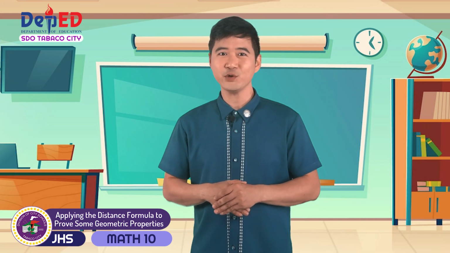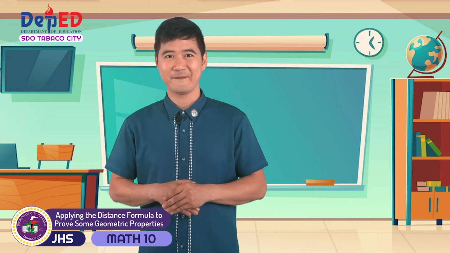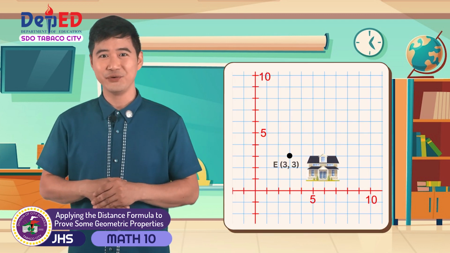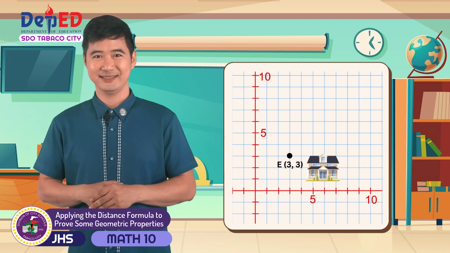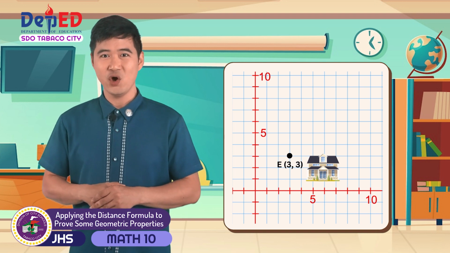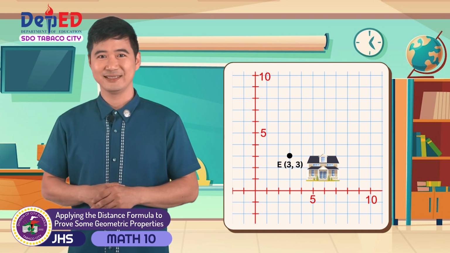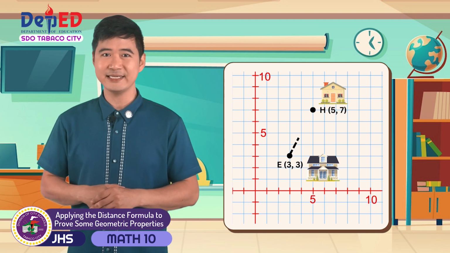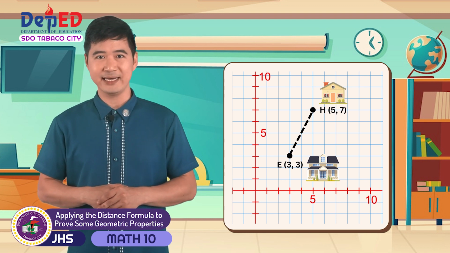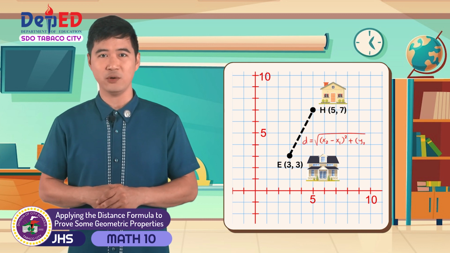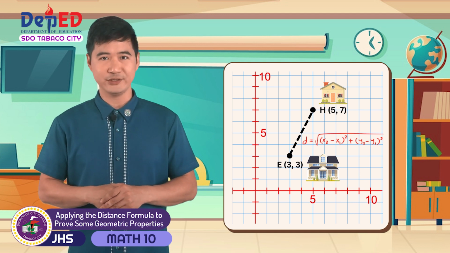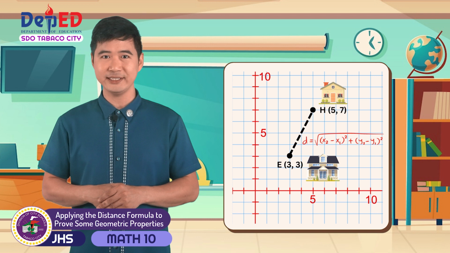Let us locate the different coordinates in the problem. What are the coordinates of point E? 3, 3. What are the coordinates of point H? 5, 7. To find the distance of EH, use the formula d equals the square root of x sub 2 minus x sub 1 quantity squared plus y sub 2 minus y sub 1 quantity squared and apply the step-by-step procedure.